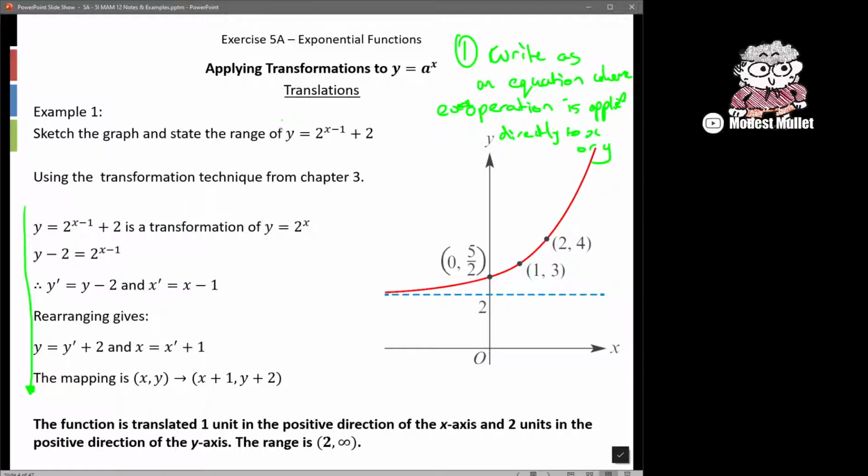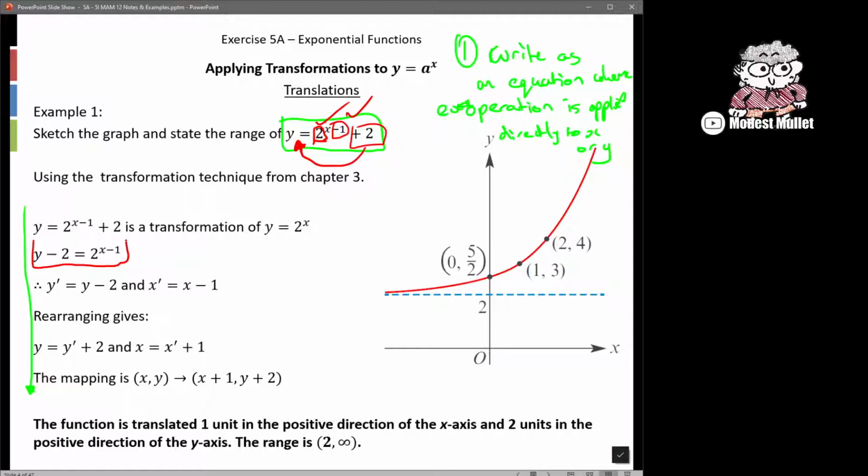So for example, if we have y equals 2 to the x minus 1 plus 2, well, this 2 here is our base, so that's fine, that stays there. This minus 1 is applied directly to the x, so that's also fine. But this plus 2 is not applied directly to the x, so how can we rewrite this where it's applied directly to something? We bring it over here to the y, so we can write it as this bit here.